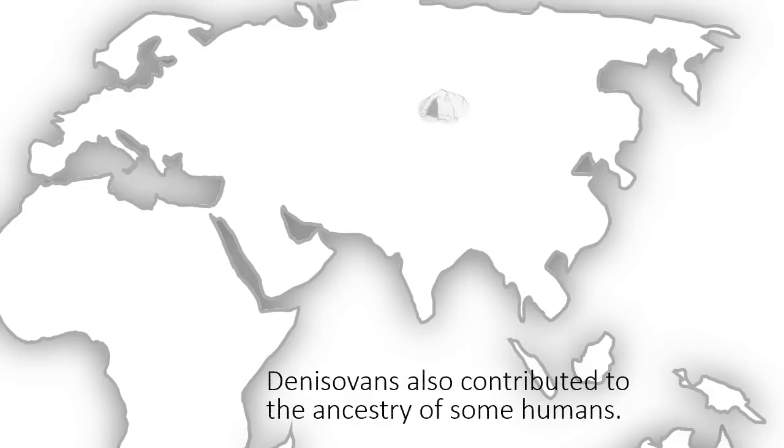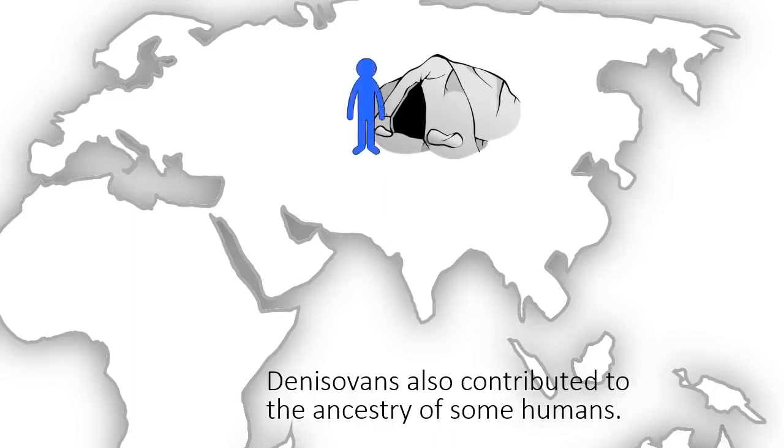A few years ago, another archaic population called the Denisovans was identified from sequencing DNA extracted from a bone found in a cave in Siberia. Comparison with the DNA sequence of modern humans showed that individuals in some parts of the world have some Denisovan ancestry. In particular, Papuans inherit around 4% of their DNA from Denisovan ancestors.